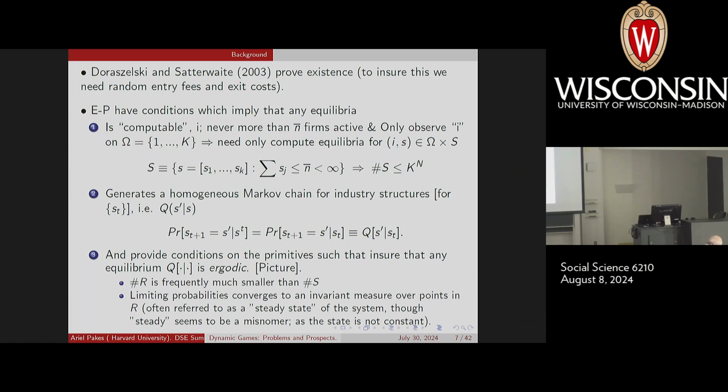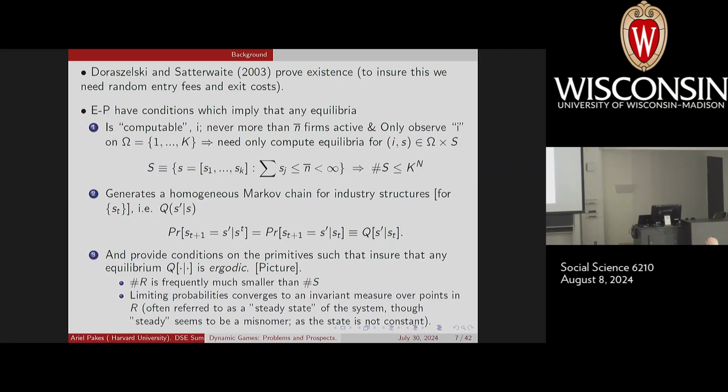So why was that interesting? It wasn't terribly interesting, but it did say that it's computable. It's a finite number of points. And then they proved that, in my notation, S super T will be the history of all the S's: S1, S2, S3 up to ST, and S sub T will be the current one. They gave conditions where this is a Markov process, so it only depends on ST, last period. And the transition kernel, which is Q of S prime given ST, is homogeneous over time. I'll come back to these conditions in a second.